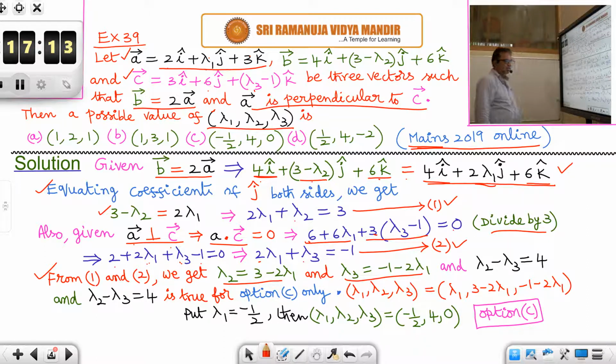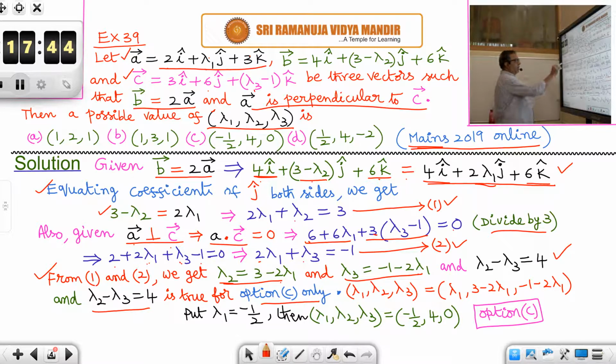Okay. Next, lambda 2 minus lambda 3. Subtracting, minus 2 lambda 1 gets cancelled, and you will get 3 minus minus 1, 4. Lambda 2 minus lambda 3 is 4. Okay. And lambda 2 minus lambda 3 is equal to 4 is true for only option C.